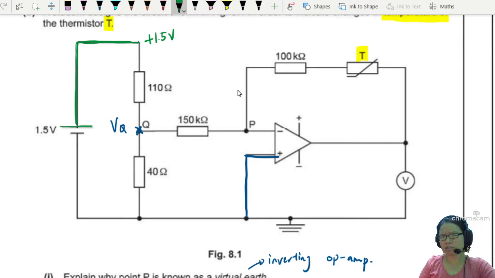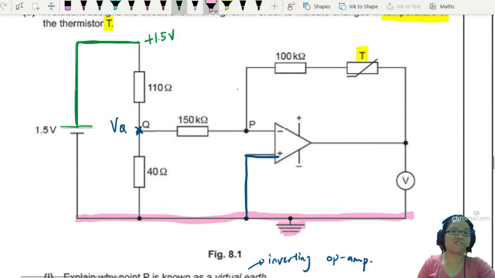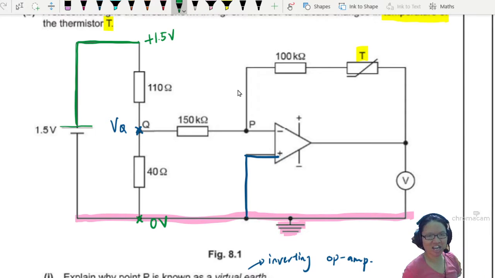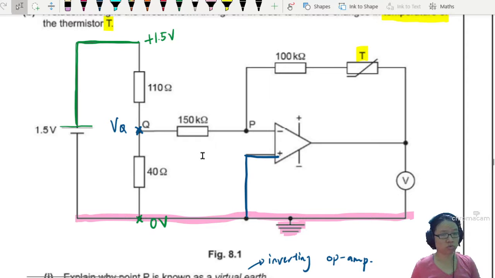Alright. Miss, this one is what, my friend? Our entire bottom line here is grounded. Everybody is 0. My favorite number. So this is 0. Very nice. Okay. So now we can use ratio. All right. They're asking you to find the potential of Q.